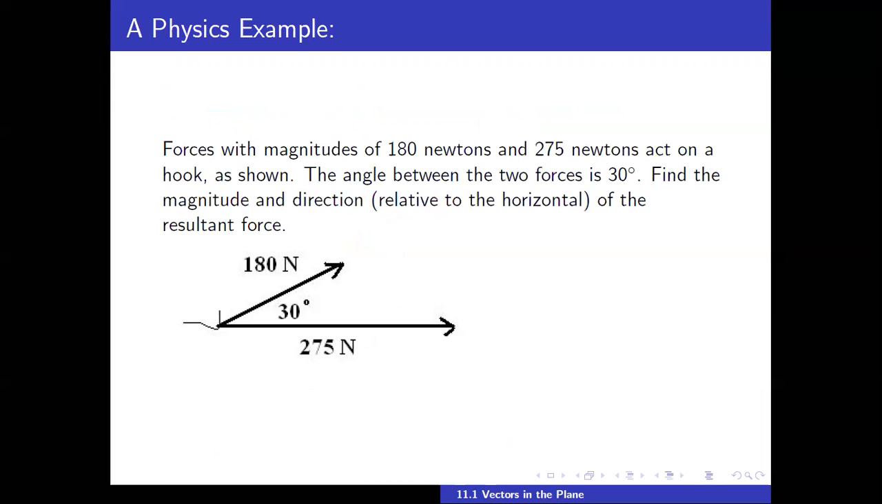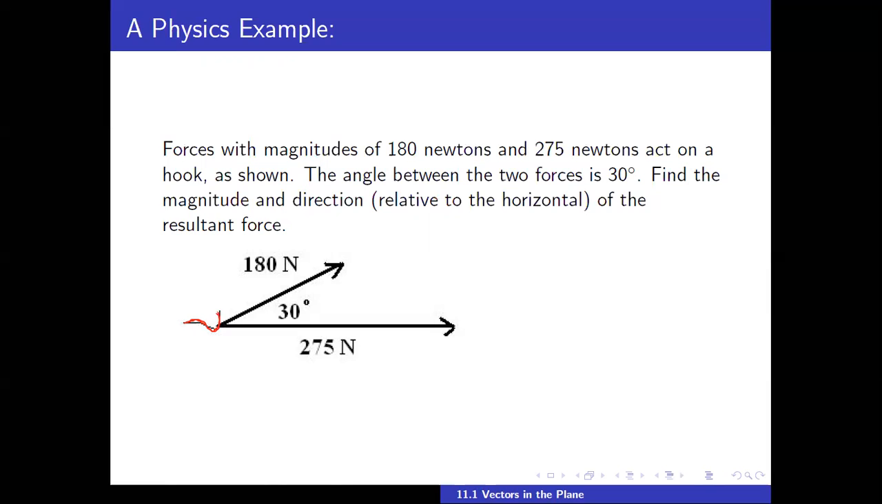All right, let's look at this. Forces with magnitudes of 180 newtons and 275 newtons act on a hook. Look here, I'm trying to draw this hook. Sorry, guys. This is supposed to be a hook right here. Do you see this? Act on a hook as shown.